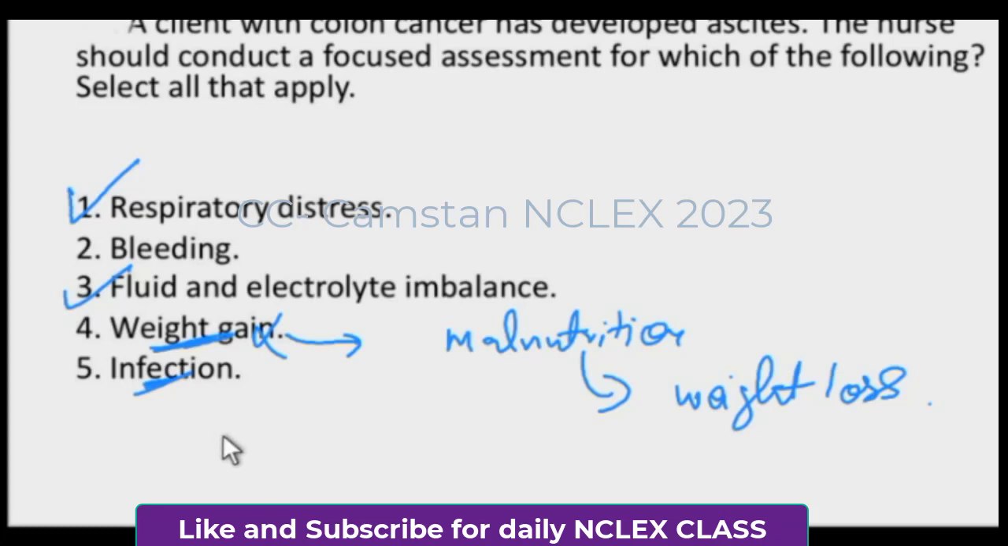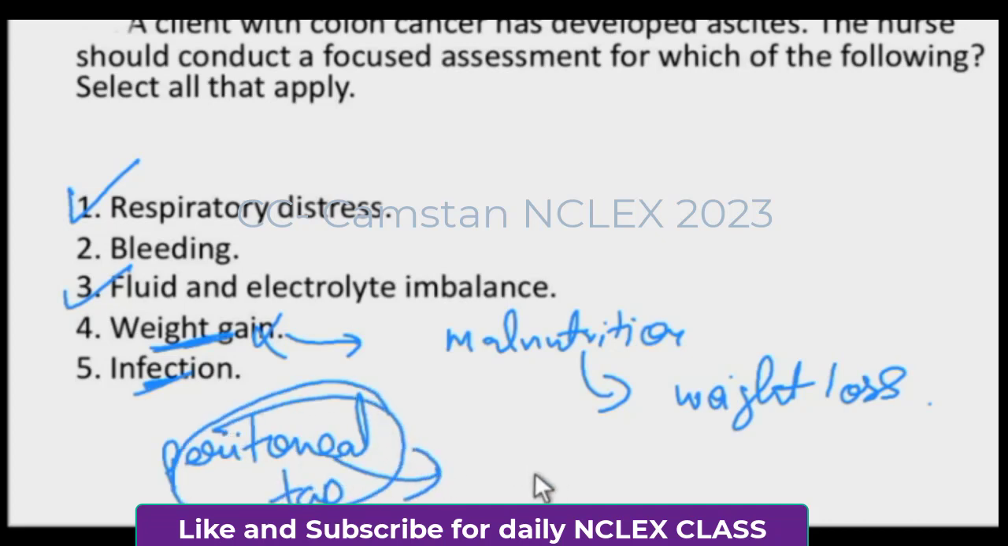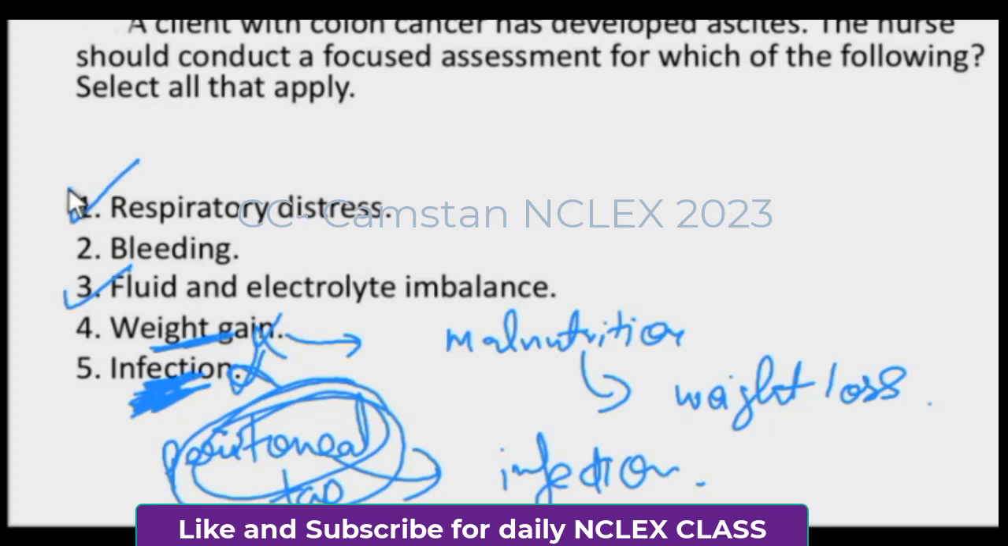Fifth option is infection. There is no risk for infection with the ascites unless proper precautions are not taken during peritoneal tap to remove the fluid. So to remove the fluid from the patient, we do a peritoneal tap, and if proper precautions are not taken during this procedure, it may lead to infection. So infection is also wrong, because infection can only occur during peritoneal tap. So option fifth is also wrong. So the correct ones are only first one and the third one, that is respiratory distress and fluid and electrolyte imbalance. Right?